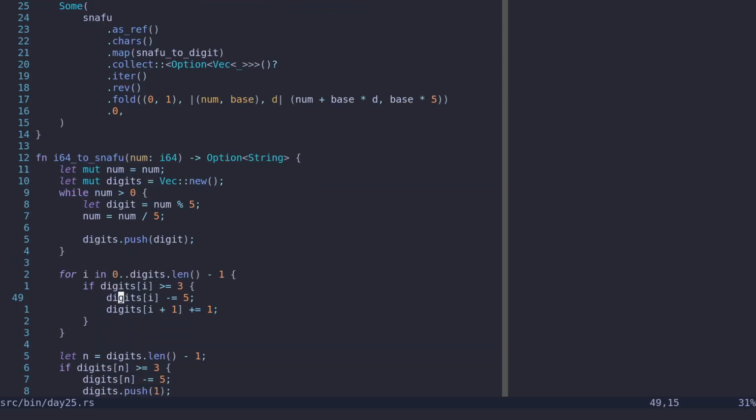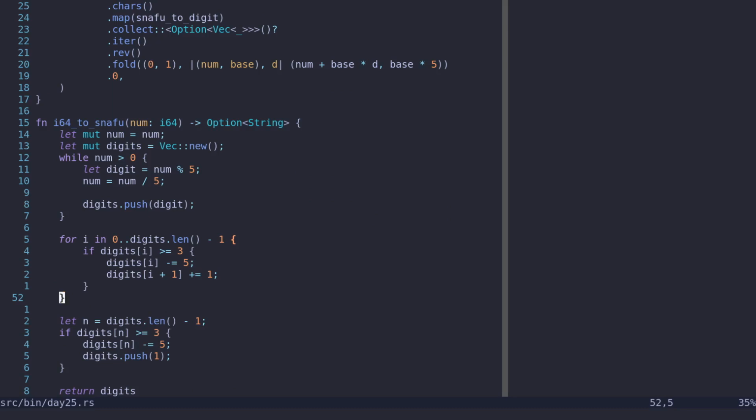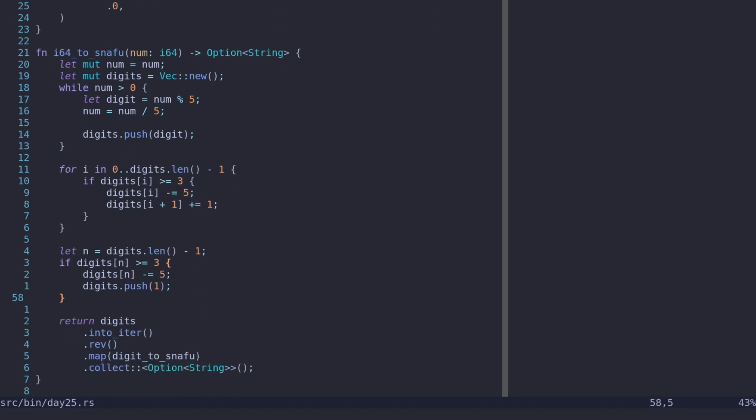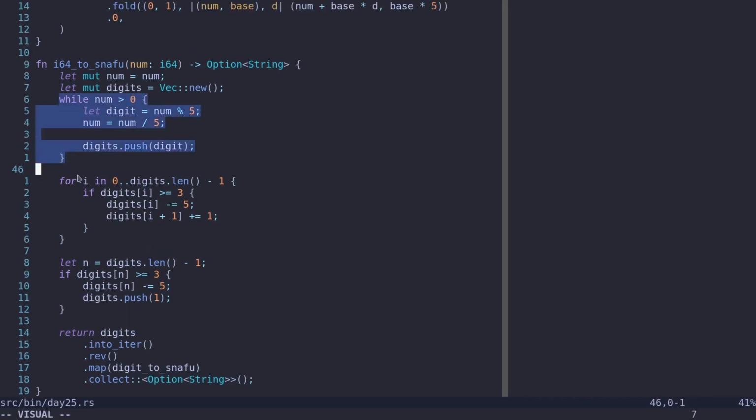And then we have to convert a number to a SNAFU. So this was more interesting. First we can just do the usual converting to a base, so we modulo the number by 5, then we divide it by 5 until we have nothing left from the number, and we can keep track of all the digits, but this will give us digits between 0 and 4, so it's not between minus 2 and 2.